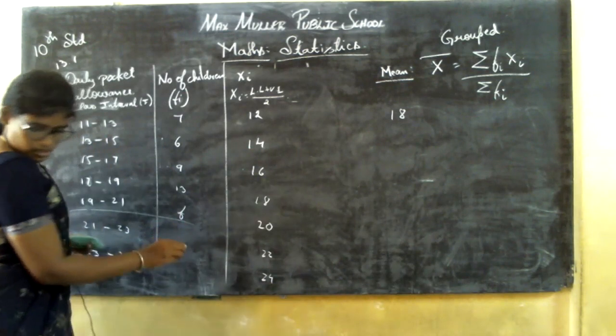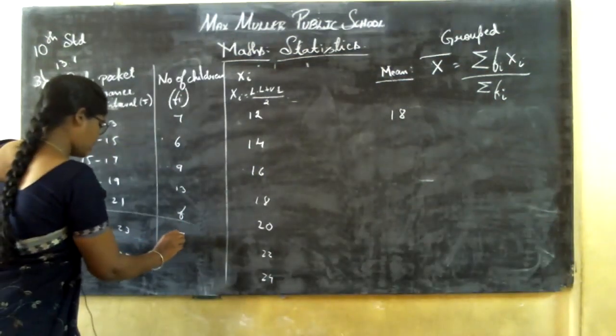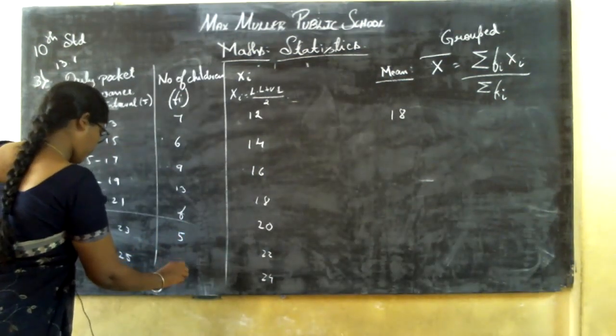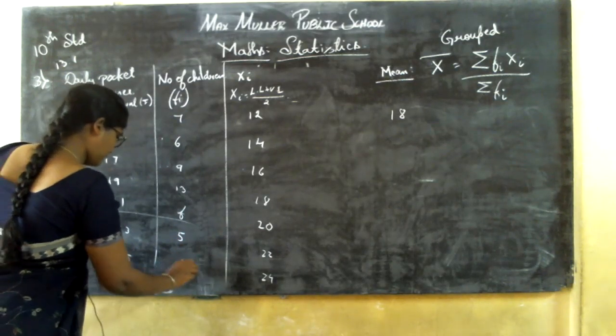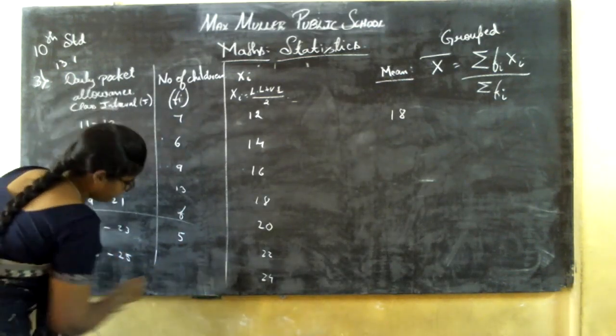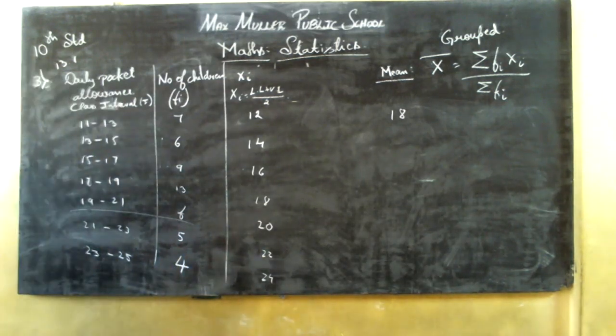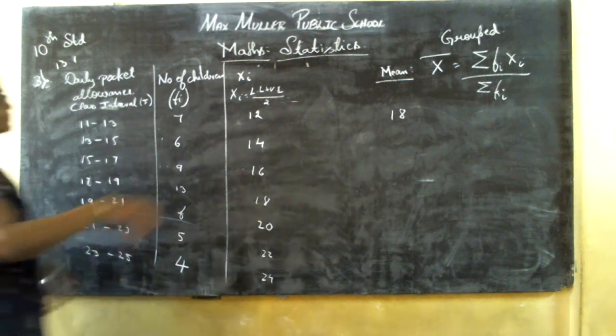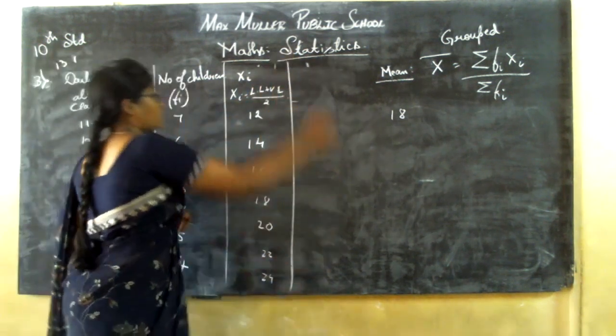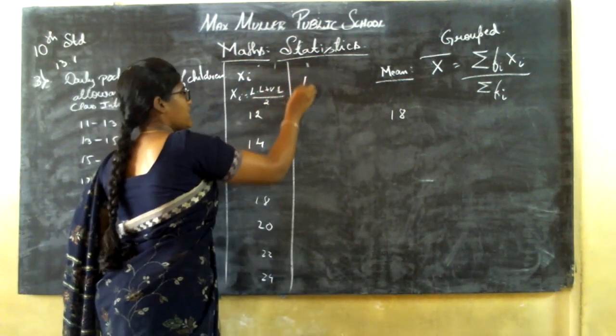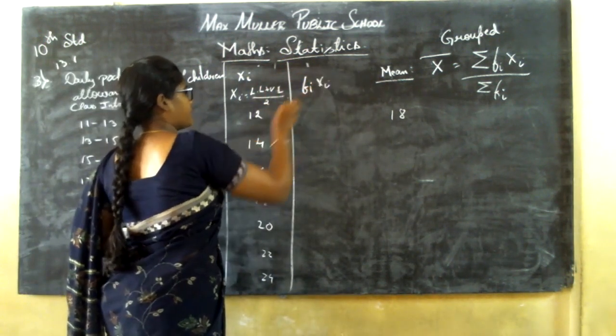Let me write this up. 5 and 4. Yeah. Now, what is the next column? What we need to find? The next column, what we need to find is Fi and Xi. Correct? So the next one we need to find as Fi into Xi.